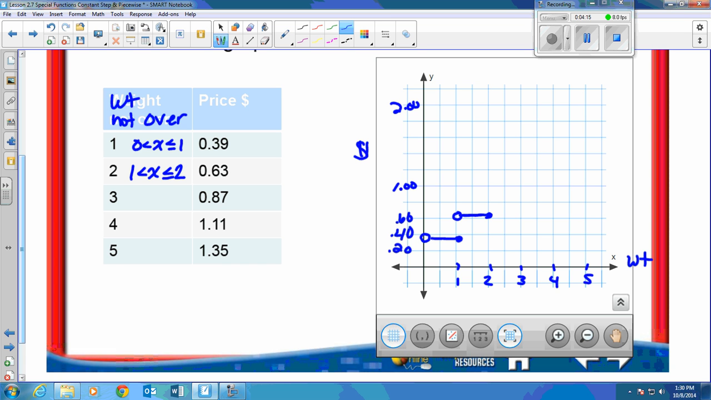The reason I have open and closed circles is I can't pay both 60-something cents and 40-something cents for the same package. At 1 pound, I either pay 39 or I pay 63. I can't pay both. So at 1 pound, I pay 39 cents. It's a closed circle. At 1 pound, I don't pay 63 cents, but I'm really, really close, so I have to do my open circle.